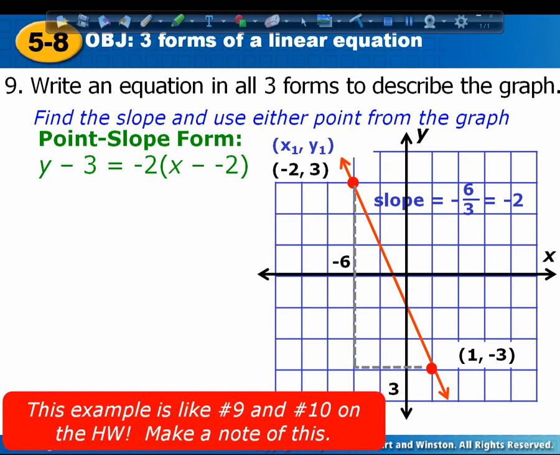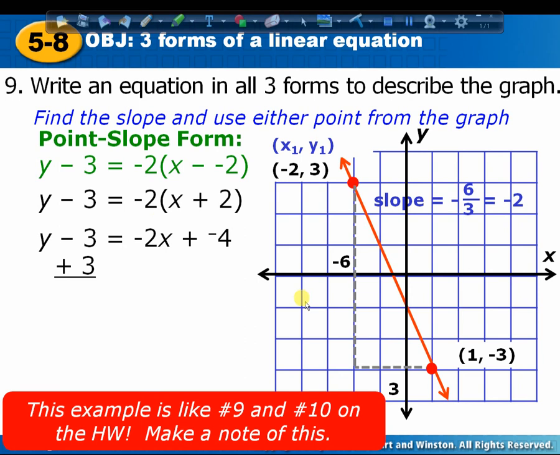Now I need to change it to slope intercept. So I'm going to distribute, and I went ahead here and said these two negatives make a positive. And then I distribute -2 times x is -2x, -2 times 2 is -4. You could write that as -4 or plus -4, does not matter. I'm going to move the 3 so that my y is by itself, and I get y equals -2x minus 1, and that's my slope intercept form.